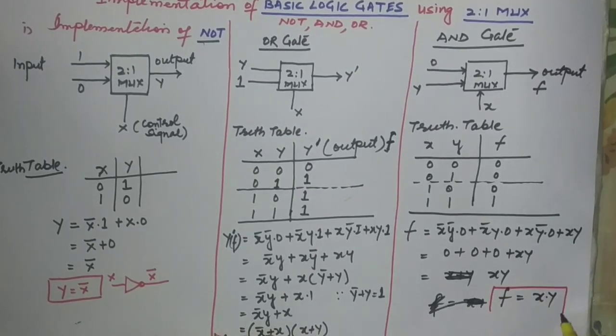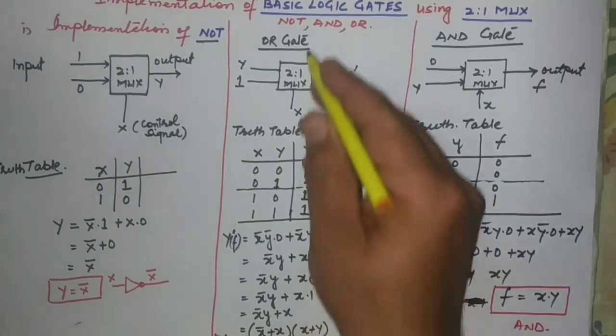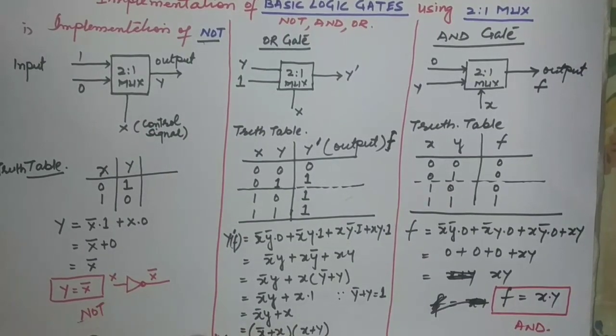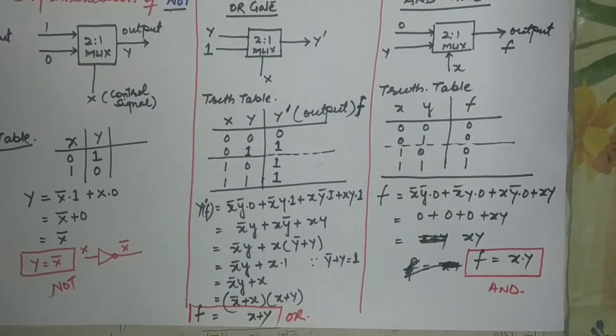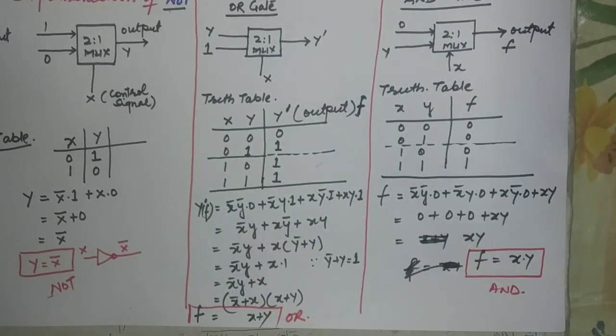So we know that this is the AND gate, and this is the OR gate, and this is the NOT. So this is the way we can implement basic logic gates using 2 to 1 multiplexers.